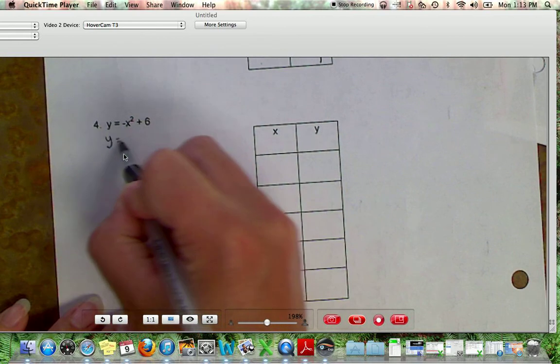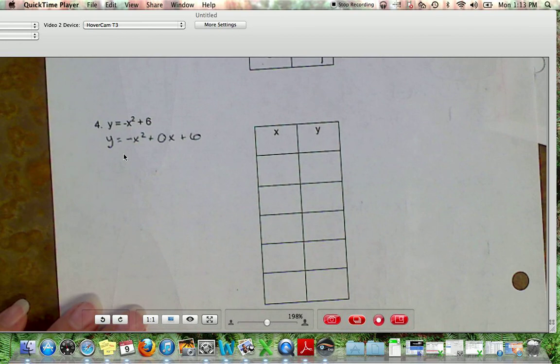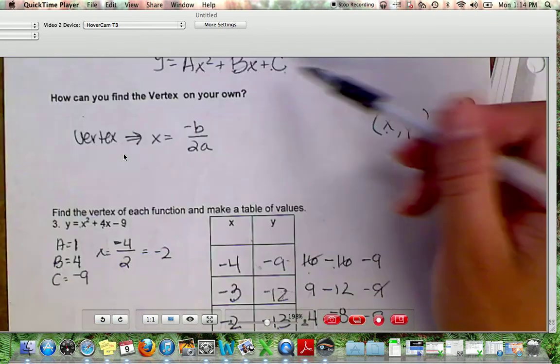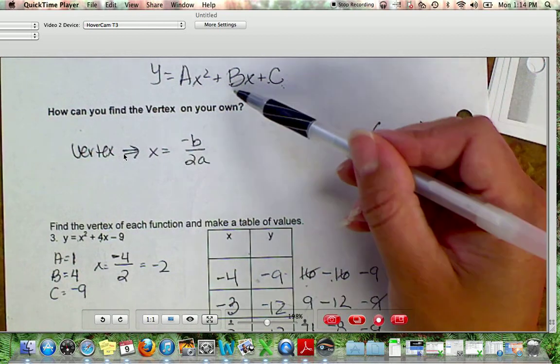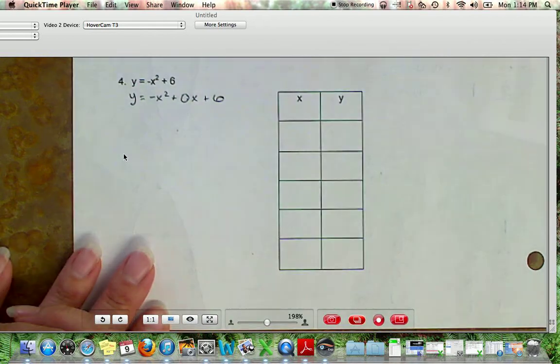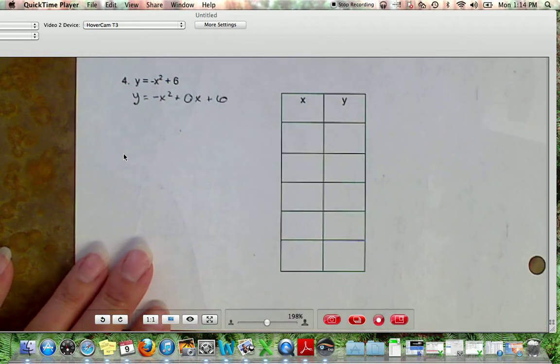If I extend this, it would look like this, ax squared plus 0x plus 6. So this one isn't missing the c term. The c term is always going to be the constant, the whole number. It's missing a plain old x. So if I write it in there so it makes a little more sense to you, I want you to find the vertex and then see if you can build a table and find the values, and then come back to it.